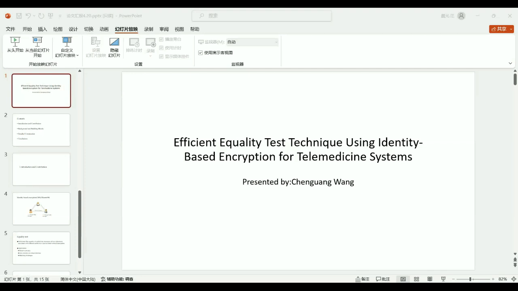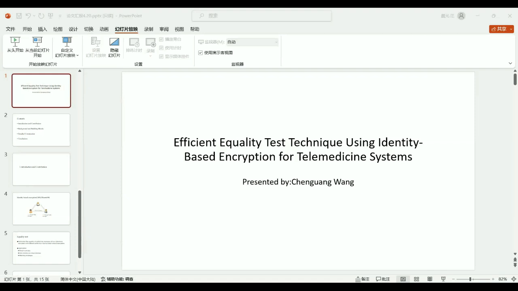Equality test means that the equality of underlying messages of two ciphertexts encrypted with different public keys can be tested without decryption. Equality test techniques also have a wide range of applications, for example, privacy-preserving data statistics on cloud databases, and matching techniques.